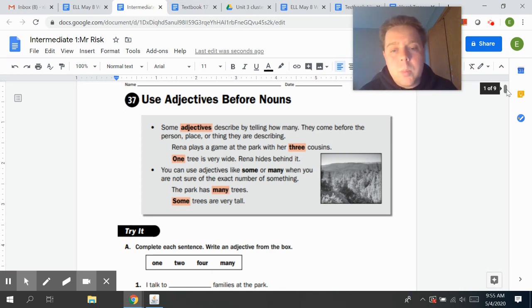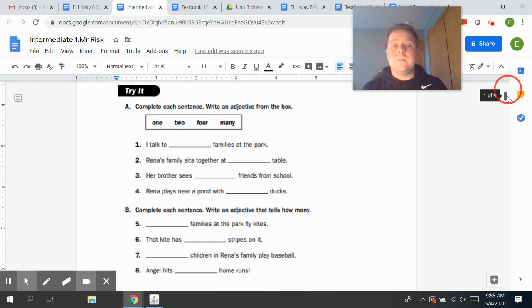Raina plays a game at the park with her 3 cousins. One tree is very wide. Raina hides behind it. You can use adjectives like some or many when you are not sure the exact number of something. The park has many trees. Some are very tall. Not all, but some.